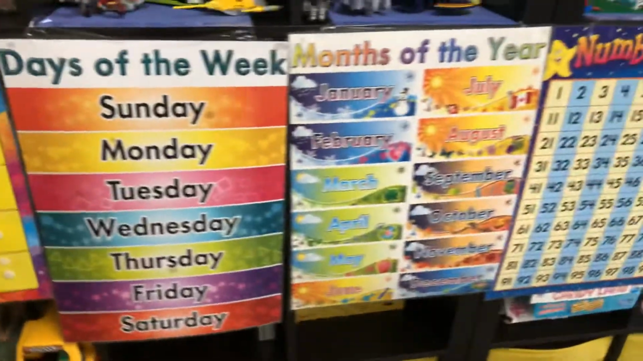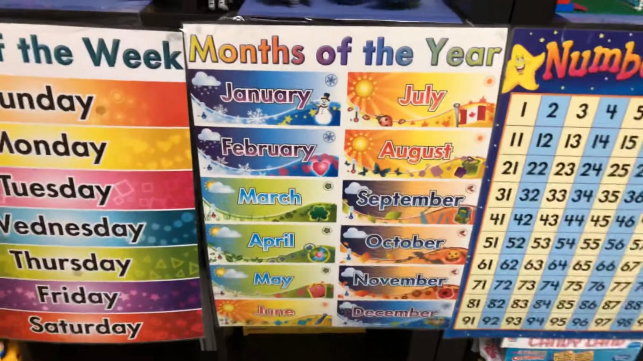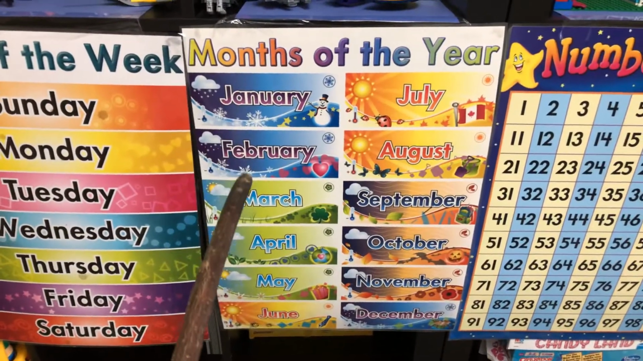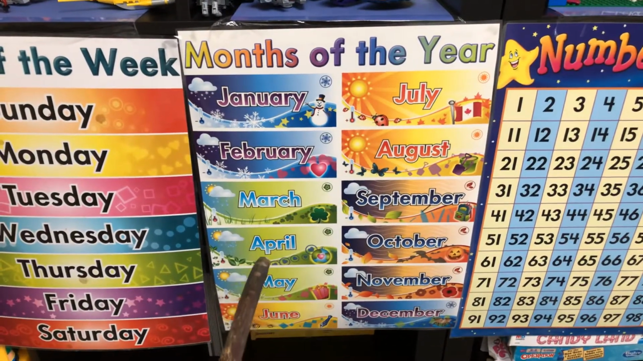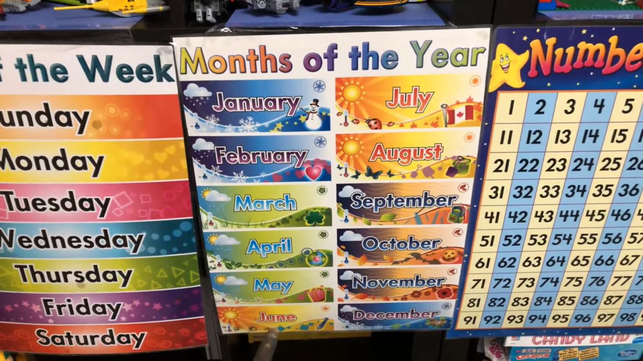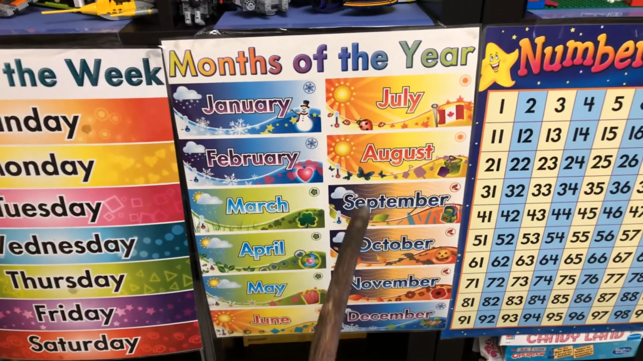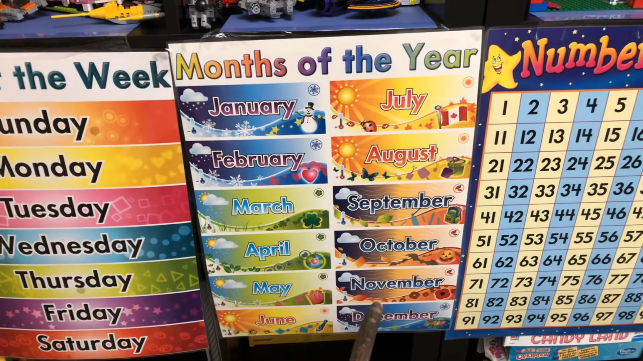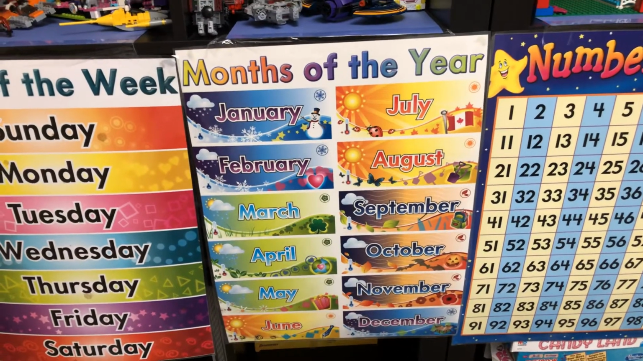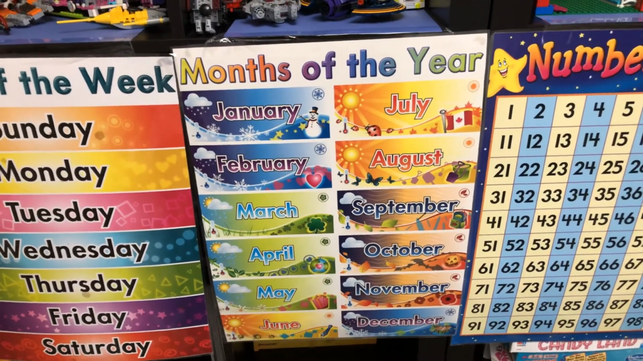Excellent job. Let's look at our months of the year. 1, 2, 3. January, February, March, and April, May, June, July, and August, September, October, November, December. There are 12 months in a year.